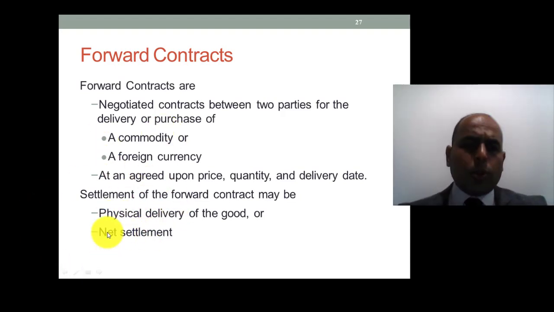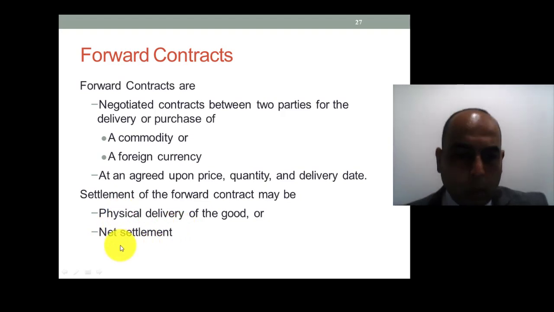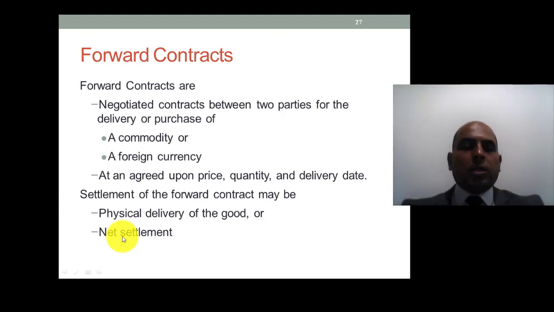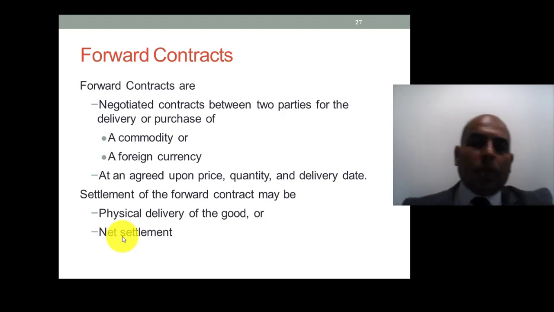Settlement of the forward contract may be physical delivery of the goods or net settlement. What does it mean? Physical delivery means you have to pay him the $10,000 and he will pay you the 36,000 shekel, or you can settle only the difference between the exchange rate on the date of agreement, today 3.5, and on the date of execution of the forward contract between you and your friend.